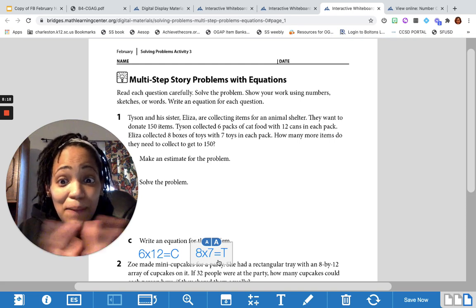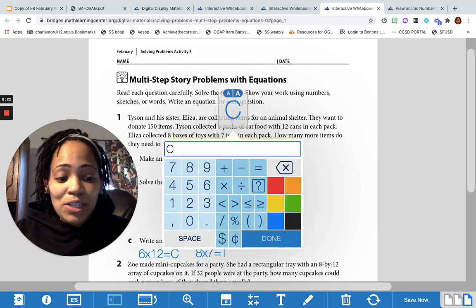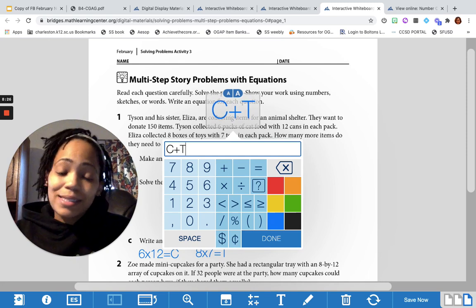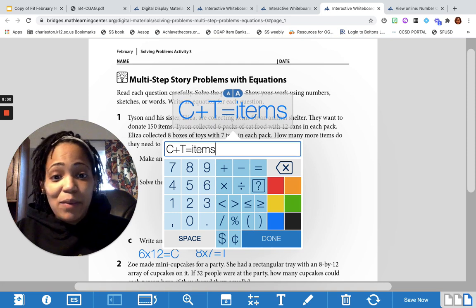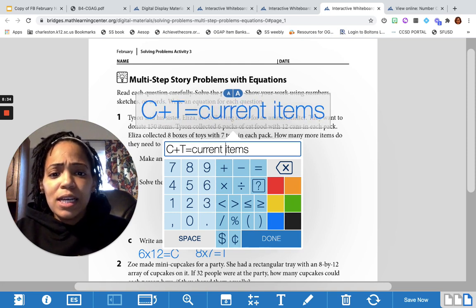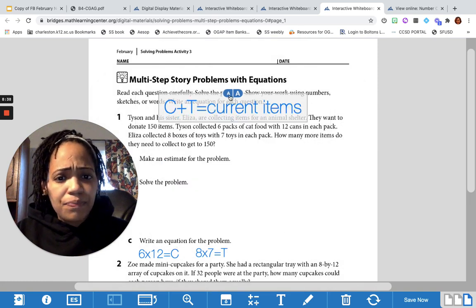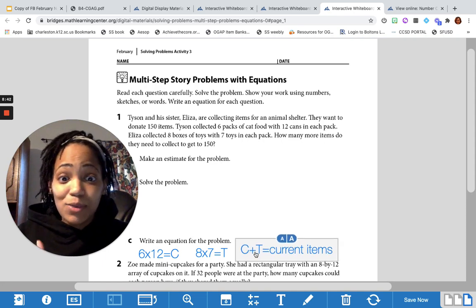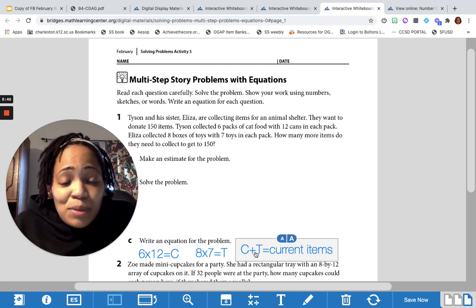We need to find out how many items that is together, right? So I'm going to write an equation that doesn't look very helpful right now, but it's going to be C plus T equals however many items that we have now. And maybe I'll say current items. Are we good with that? We need to figure out C and we need to figure out T in order to figure out our current items. And our current items, then what do we do with that?